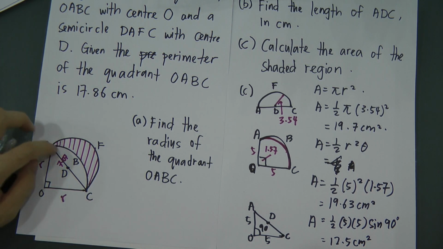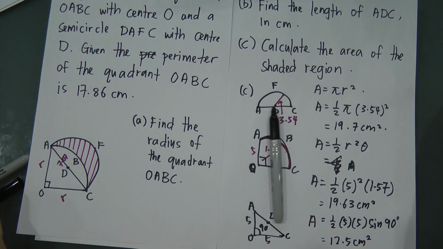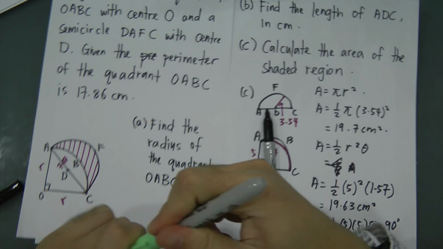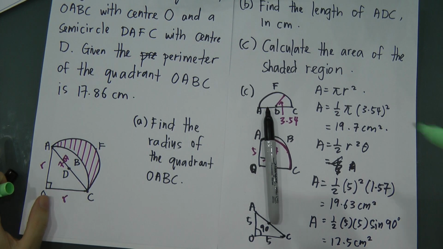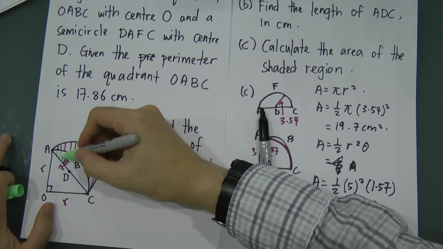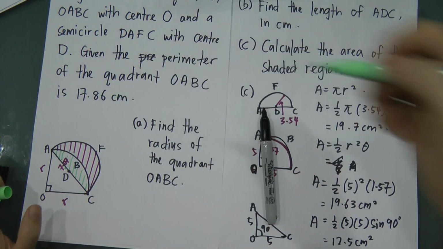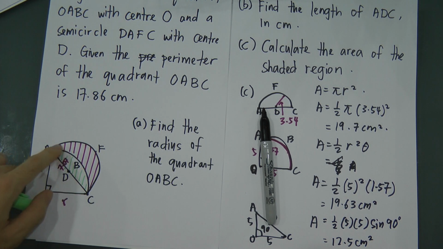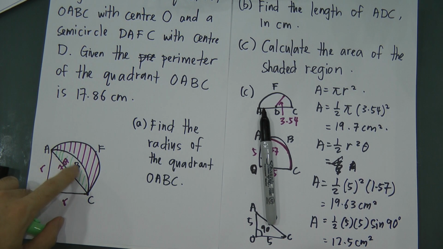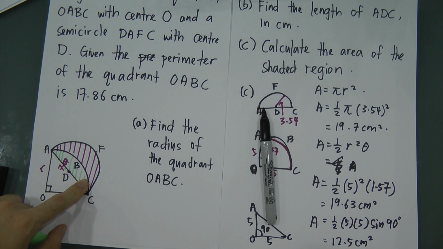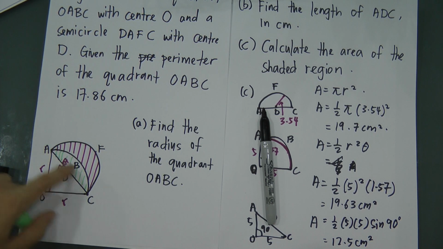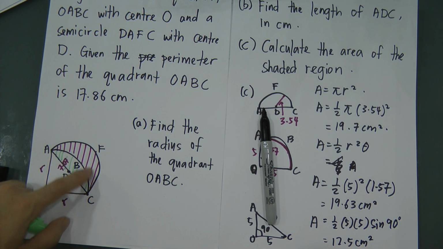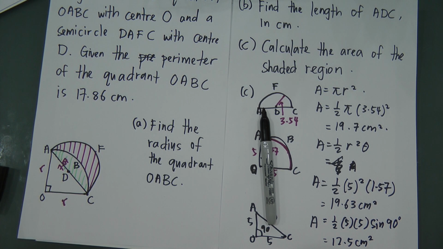Alright, so now we want to find this area. Let me take another color. I use the green marker. Do you see? We want to find this green area, so we have to use the sector minus the triangle, then we can get the green zone. After that, you use the semicircle minus the green zone, you will get the shaded region. Okay, got the basic idea? If yes, then I'm going to do it now.